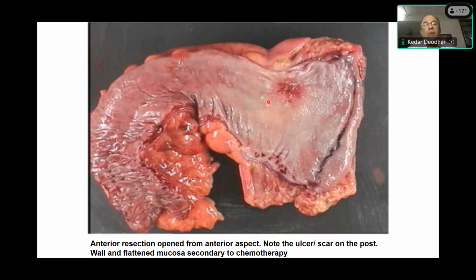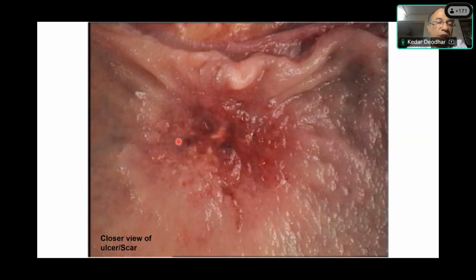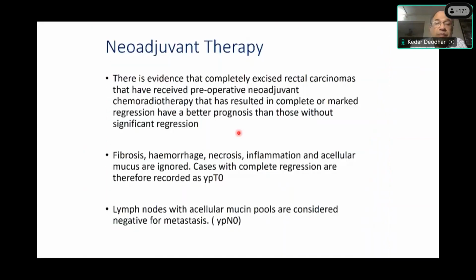So again, a high power view, a closer view of the ulcer or scar area, and here I have personally found that palpation gives rise to, because often there is a fibrotic reaction, an irregular thickening in this area or plaque-like area, and this is where we should be taking sections from.